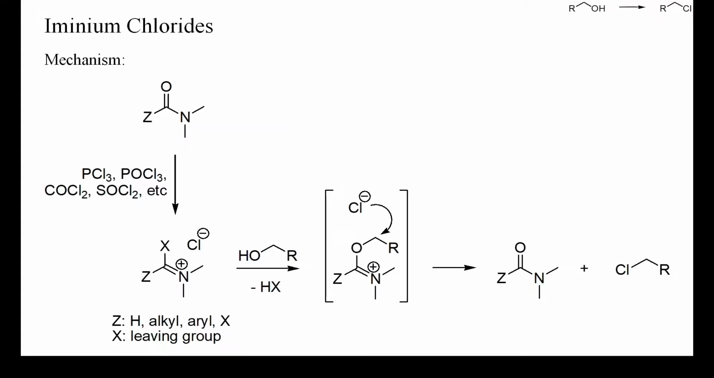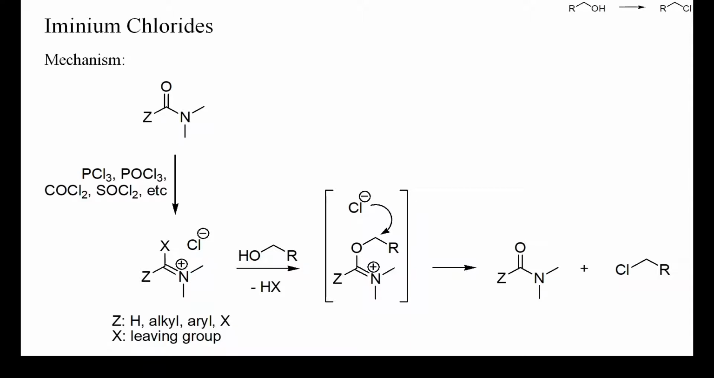Iminium chlorides can be prepared from amides or ureas by treatment with a number of deoxychlorinating reagents, such as phosphorus chlorides, phosgene, thionyl chloride, or sulfonyl chlorides, but usually not with hydrogen chloride.